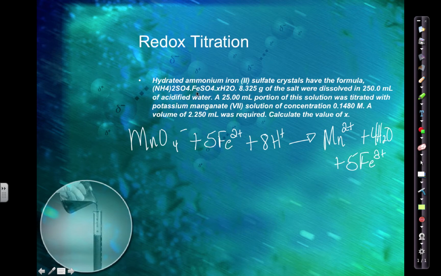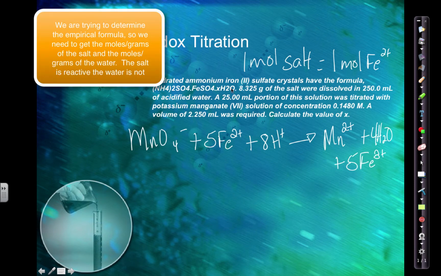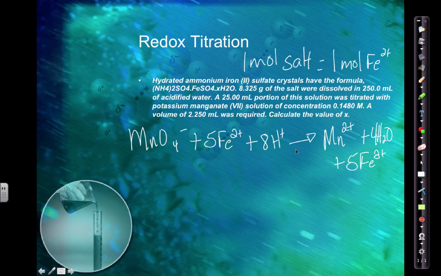And since I've only got one iron in this complex, I can assume that for every 1 mole of salt that I have, I have 1 mole of iron. So I'm going to solve for the moles of the salt here. So that's what I want. I want to get the number of moles of salt, but what's reacting in this reaction is the iron. So I'm going to be looking at it from the standpoint of the iron, but I know that if I have 1 mole of iron, I also have 1 mole of salt there.